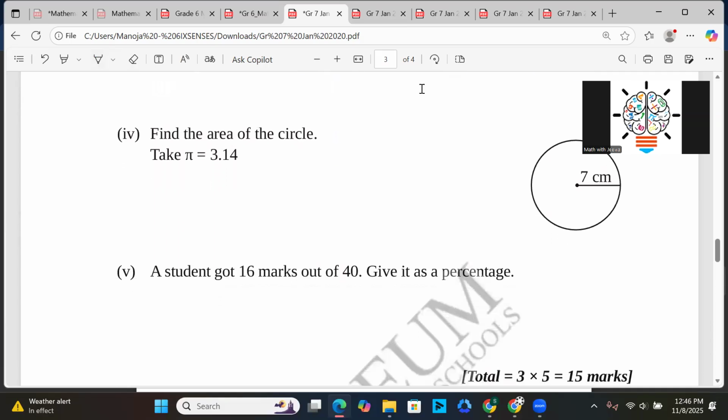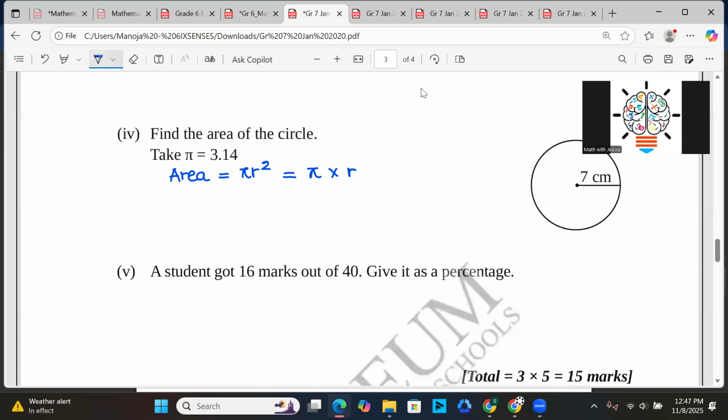Find the area of this circle. Now here, area. How to find the area? The formula is equal to πr squared. What does this mean? π into r into r. So the π value they have given is 3.14, and r is equal to 7 centimeters and 7 centimeters. Can you remember, in the previous video I told you they will give you the π value.